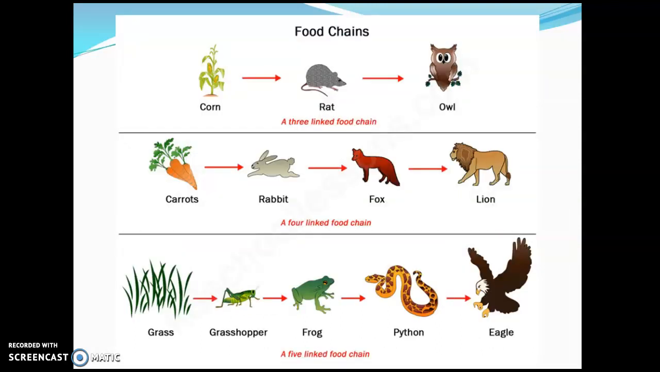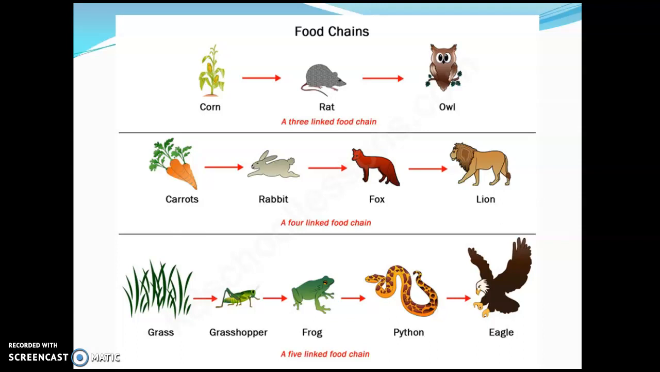Okay, food chains can be different than 4 steps. They can be 3, 4, or 5 steps, but typically you don't get any more than about 5 steps. The top one here is a 3-step chain. Corn is eaten by a rat, and the rat in turn is eaten by an owl. In the 4-step one, we have carrots eaten by a rabbit. Fox eats the rabbit. Lion eats the fox. And then the 5-step one at the bottom, we have grass, which is eaten by a grasshopper. A frog consumes the grasshopper. A python might eat a frog, and an eagle could eat a python.